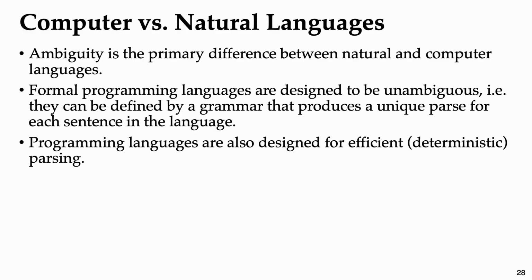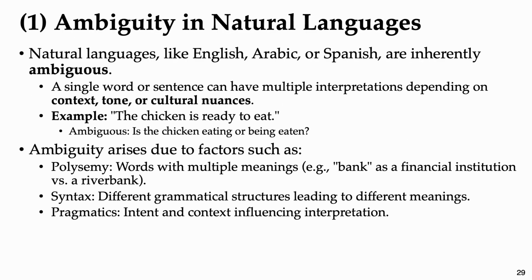They can be defined by a grammar that produces a unique parse for each sentence in the language. Programming languages are also designed to be very efficient and deterministic. When I think about context, it just gives you: if x equals y, do this and that. It does not define anything beyond that. So let's go over them one by one.